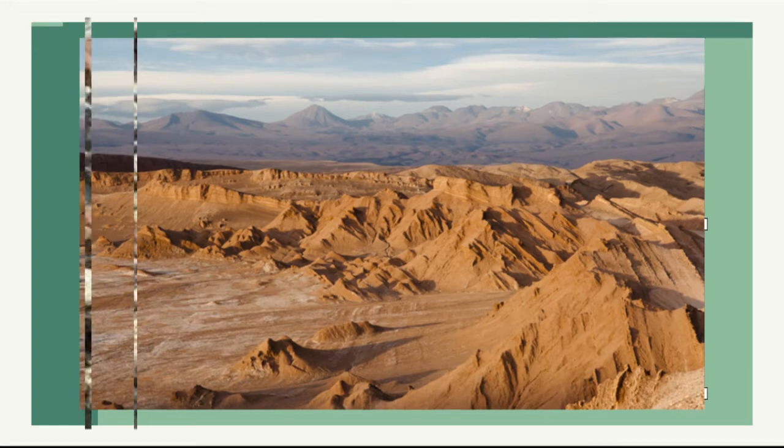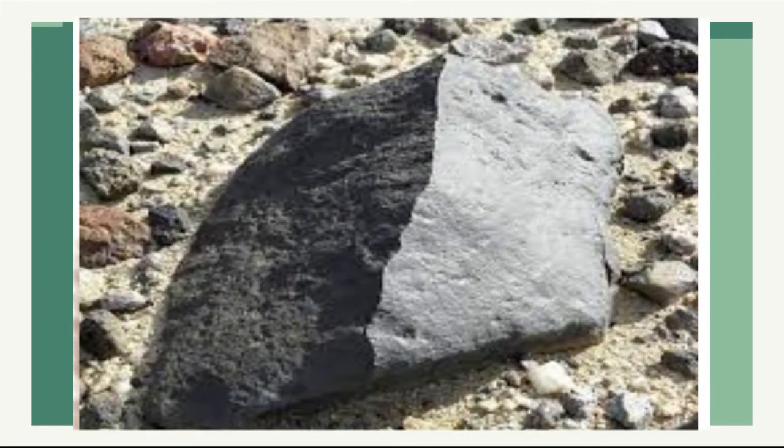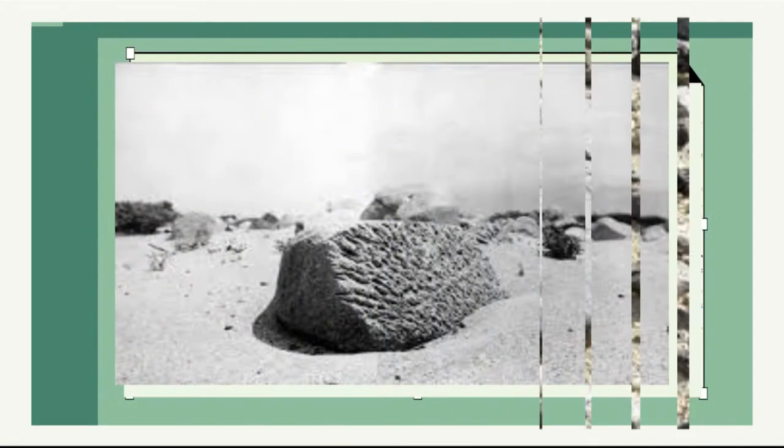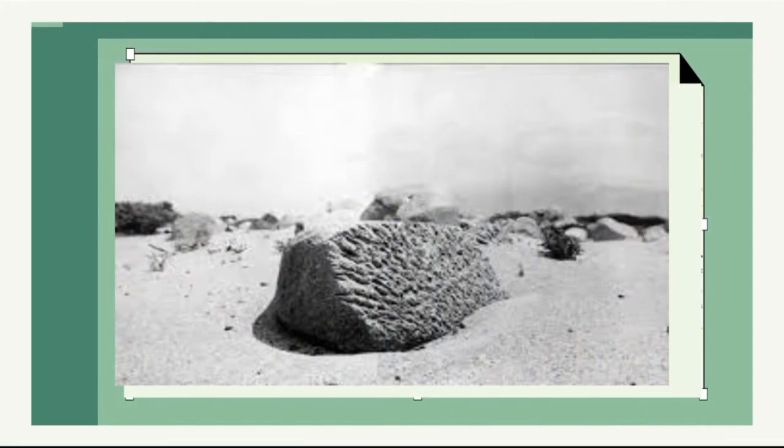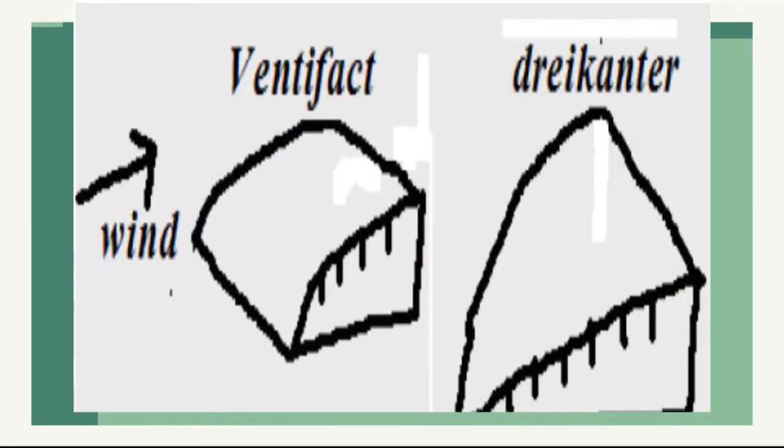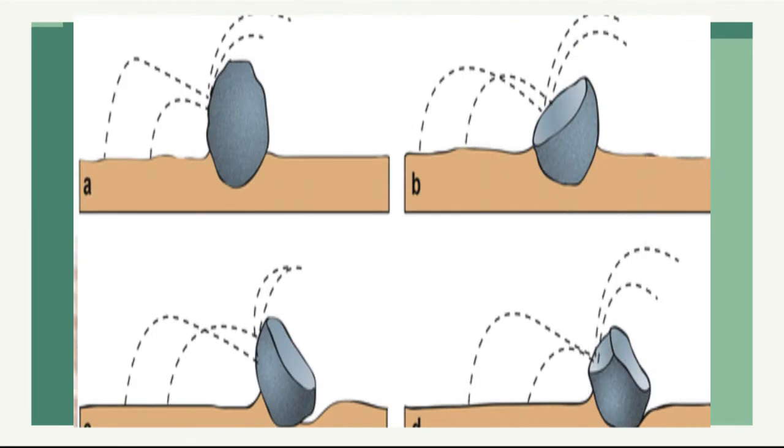Ventifacts are multifaceted pebbles or rocks that have been polished by wind abrasion, where their sharp edge or edges are on the leeward side, while the other side that is windward is smoothed in the direction of the prevailing wind, and it rises towards the edges, giving it many shapes and grooves.